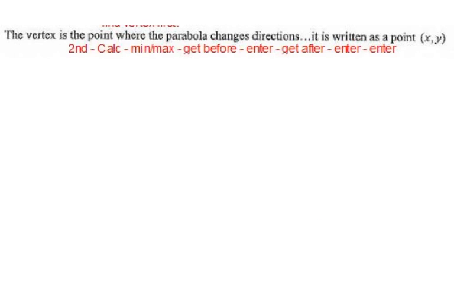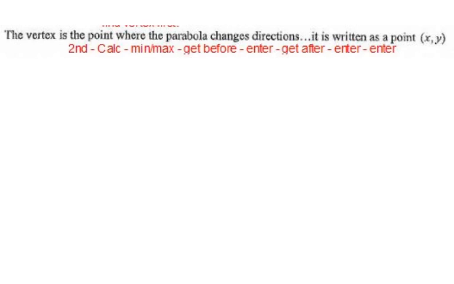The vertex is the point where the parabola changes directions. It's written as a point, x comma y, with numbers there. If your equation is in y equal, you'll go to second calc and either max or min. You'll get your cursor before the vertex and press enter. After the vertex, press enter, enter, and you'll get it.